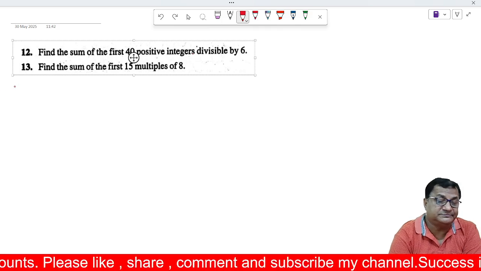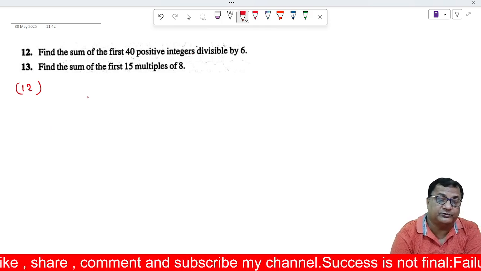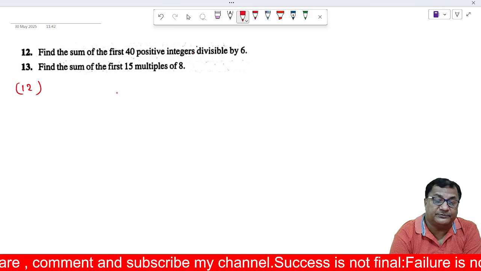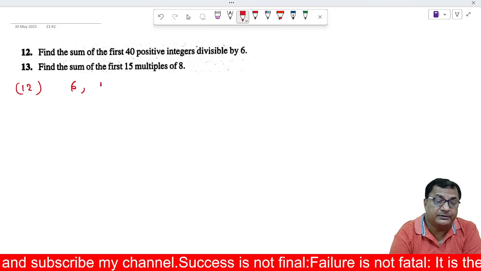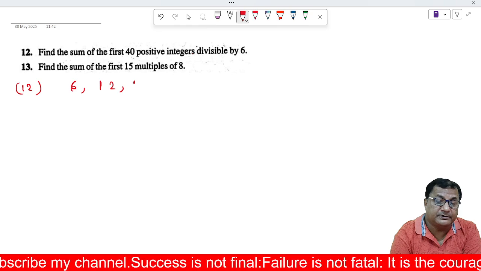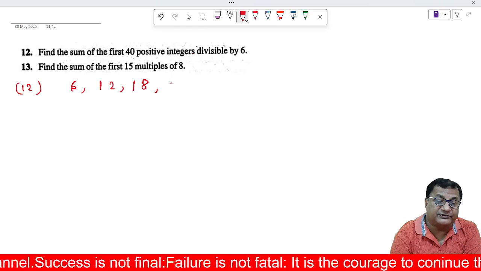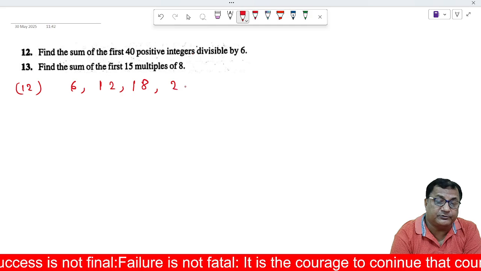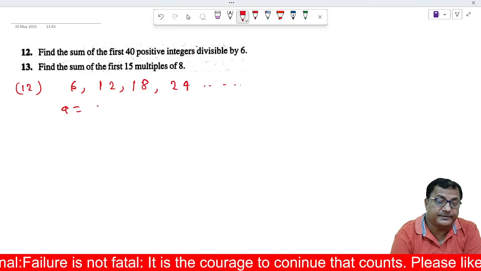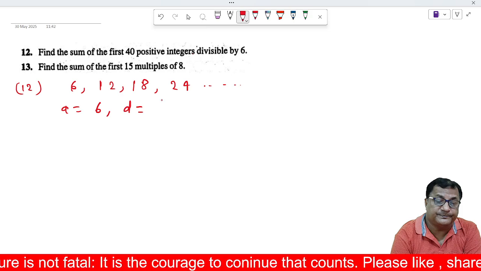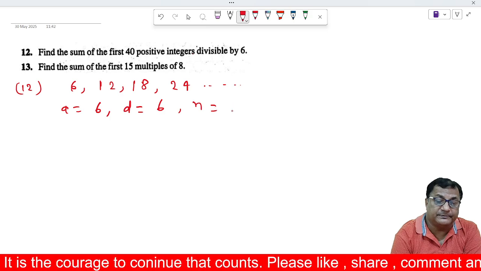Question number 12. Find the sum of the first 40 positive integers divisible by 6. So the AP will be 6, 12, 18, 24, like this, because the terms are divisible by 6. So here A is 6, D is 6, and N is 40, given.